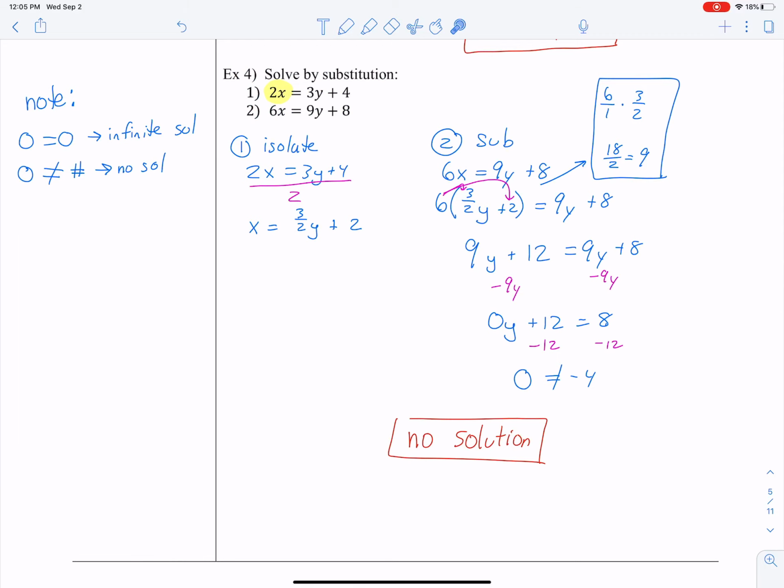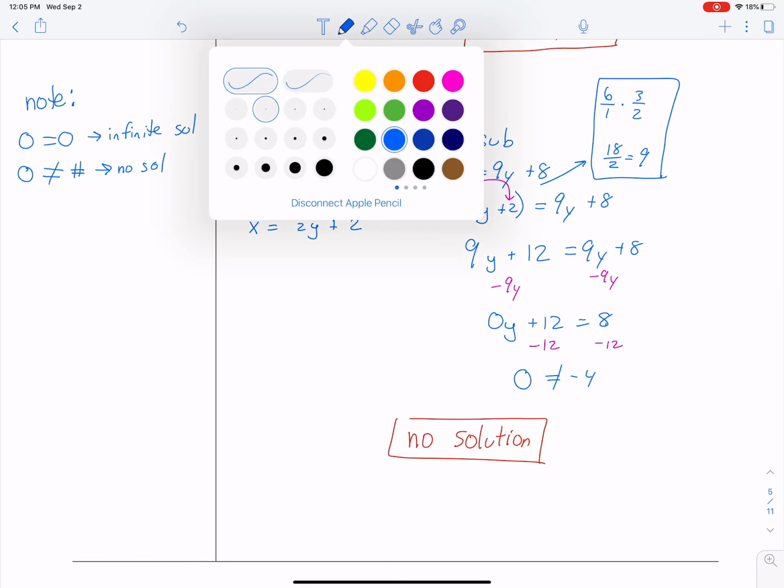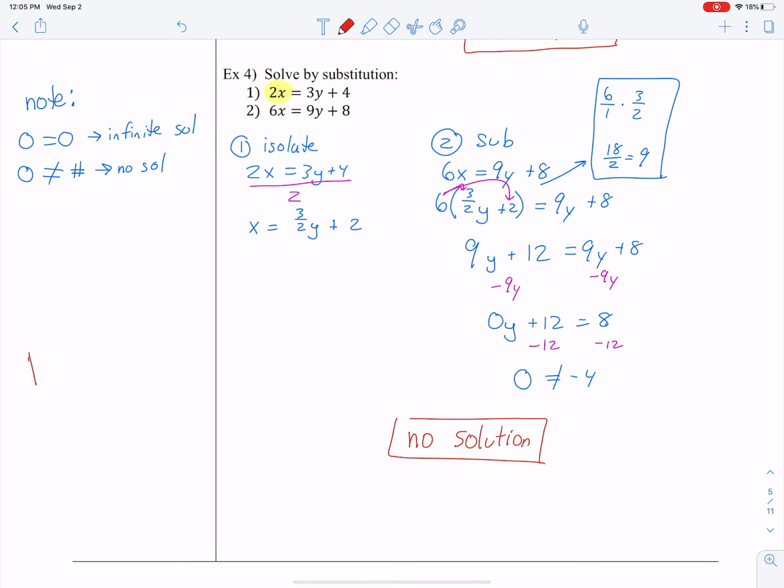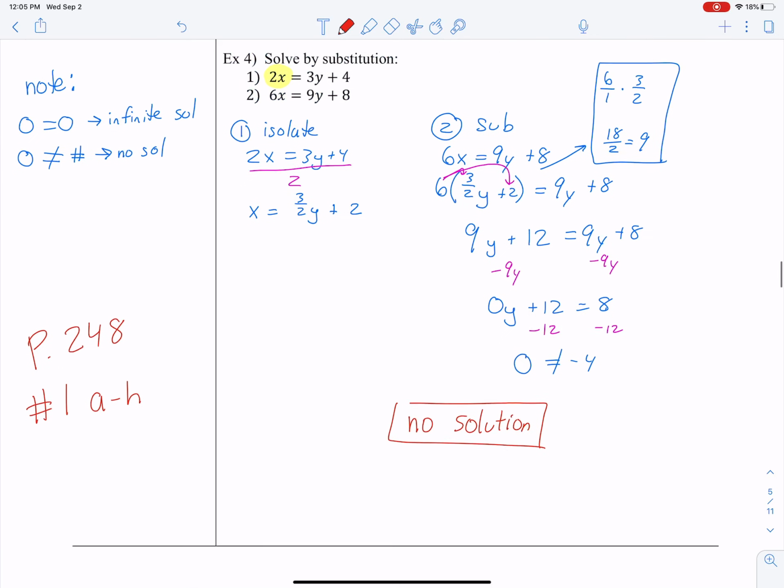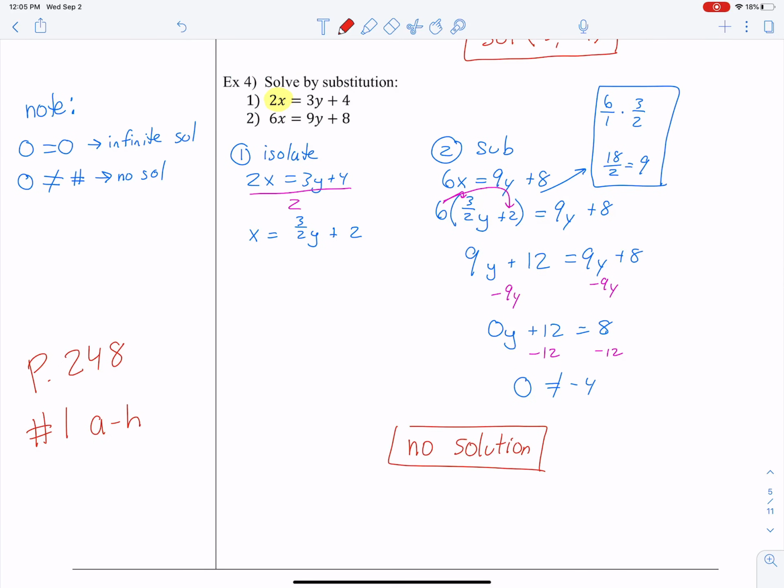So now you're going to go and do the homework. This is page 248, number 1, A to H. And there's only one part for this section. There's no part 2. So you can go and give that work a try.